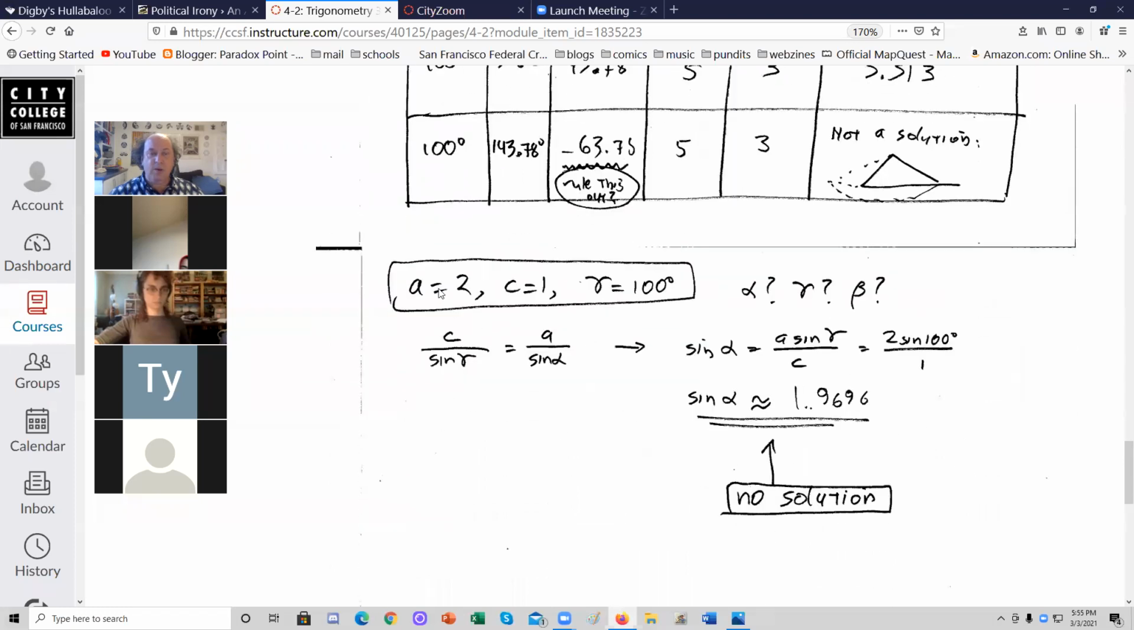Or A equals 2, C equals 1, gamma is 100 degrees. What's that? Well, so we have C and gamma. We have A, we'll look for alpha. So after the transposition, sine alpha equals A sine gamma over C, which is 2 sine 100 over 1, which is 1.9696, bigger than 1. So there's no solution.